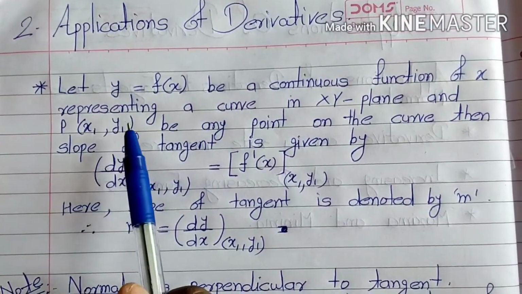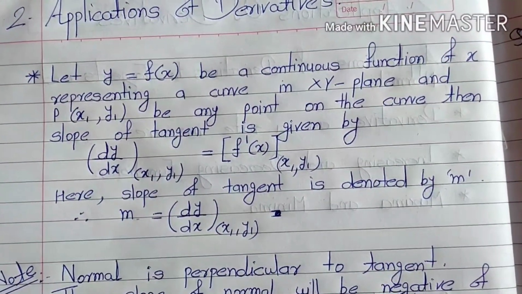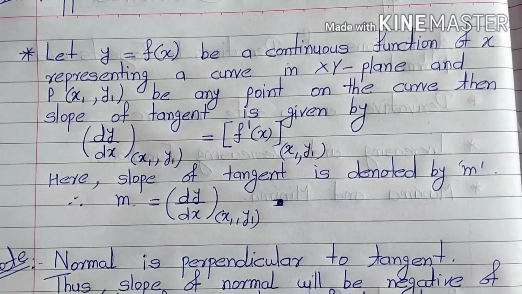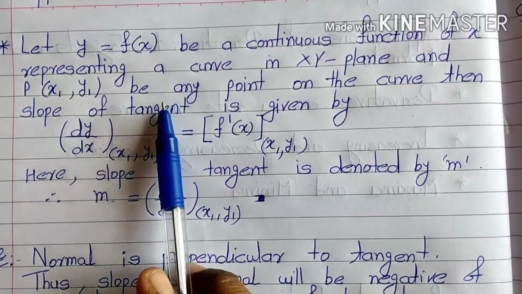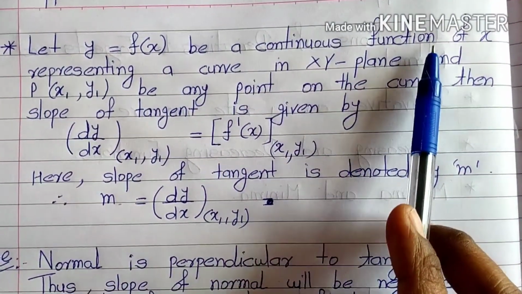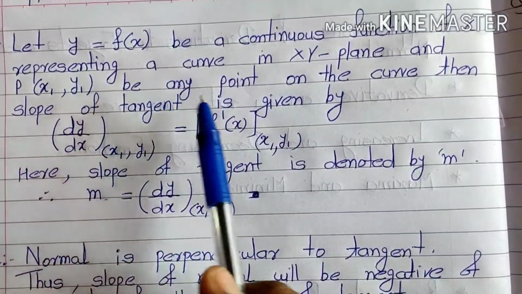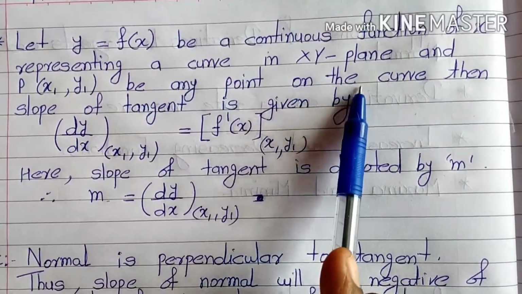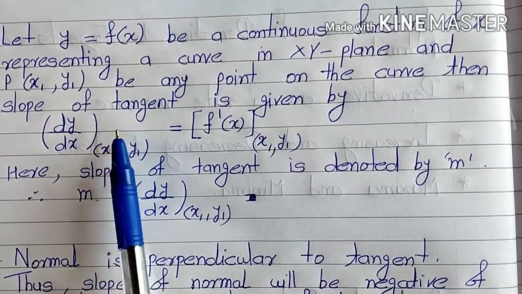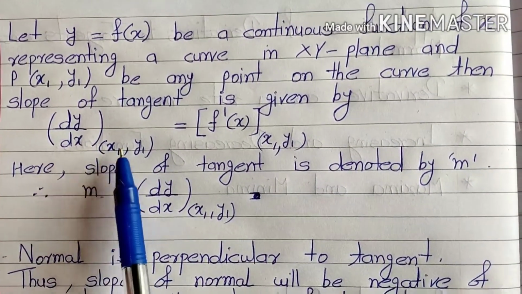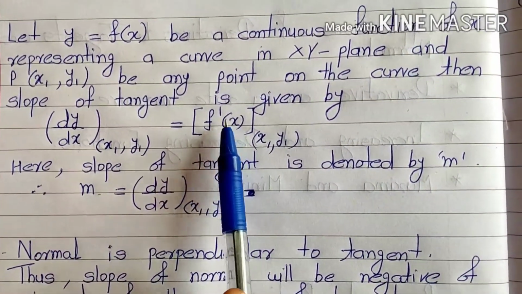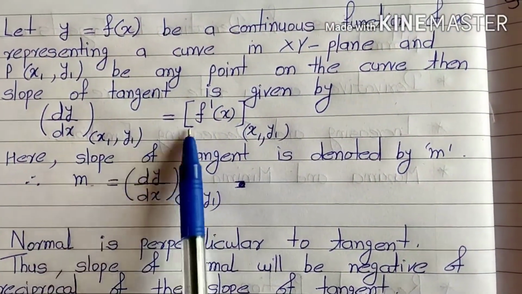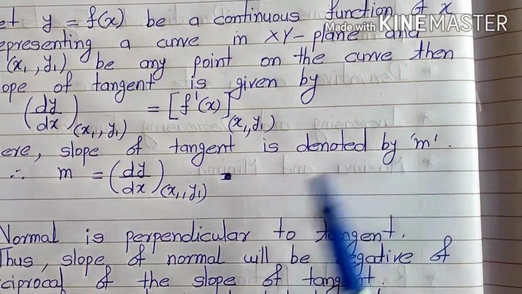Now let us start our chapter application of derivative, and here is our topic slope of tangent. How to find slope of tangent? Let y equal to f of x be a continuous function of x which represents a curve in xy plane and (x1, y1) be any point on the curve. Then the slope of tangent is given by dy by dx at (x1, y1) is equal to f dash of x at (x1, y1). Student, note that slope of tangent is denoted by m.